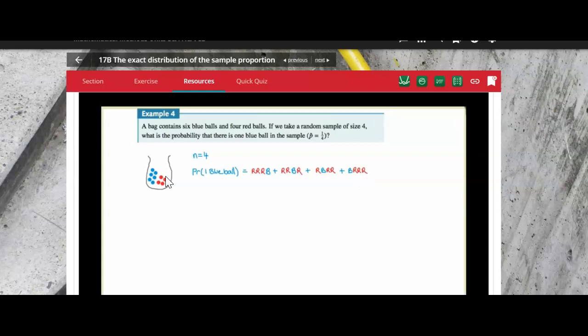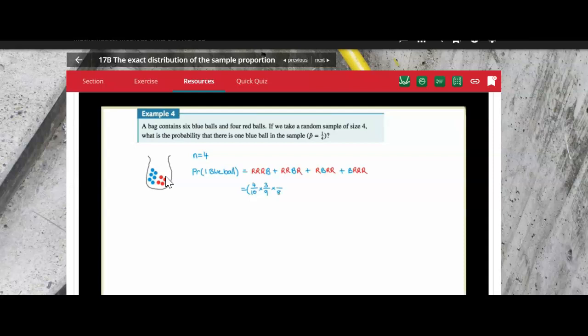Now, because we're taking them out without replacing them, what we need to do is work out each of these probabilities manually. So the first one here, to select a red ball, there's 4 to choose from and 10 in the bag. So the probability that the first one is red is 4/10. The probability that the second one is red means that there's only 9 left in the bag to choose from because 1 ball has already come out, and there's only 3 red balls now to choose from.